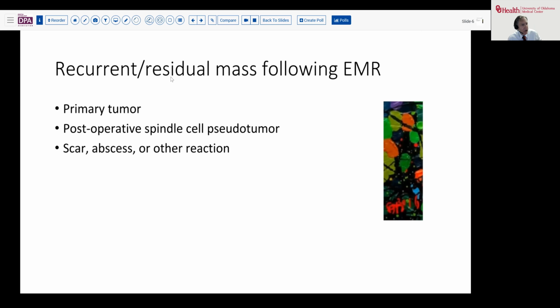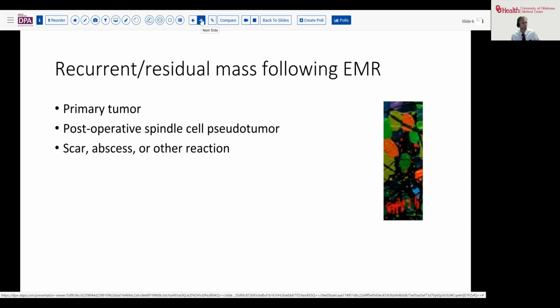So in this sort of a situation, of course, the vast majority of times you're going to be thinking this is a recurrence of the primary tumor. It wasn't resected well. It's grown back more quickly. Maybe there's something odd going on. Occasionally in the postoperative setting, we can get the so-called spindle cell pseudotumor, but that's more frequent in the lower anogenital tract than in the stomach or upper GI tract. And then, of course, there's the possibility that this is a scar or there's abscess or there's some other sort of reaction going on, but that's usually much further down our list of differential considerations.